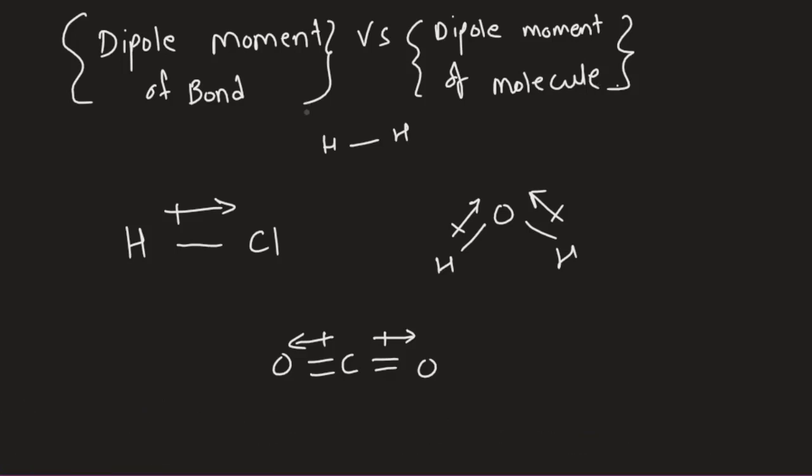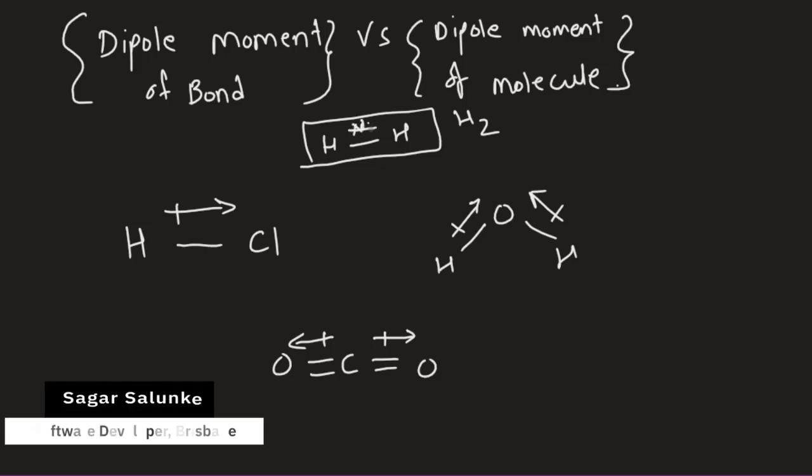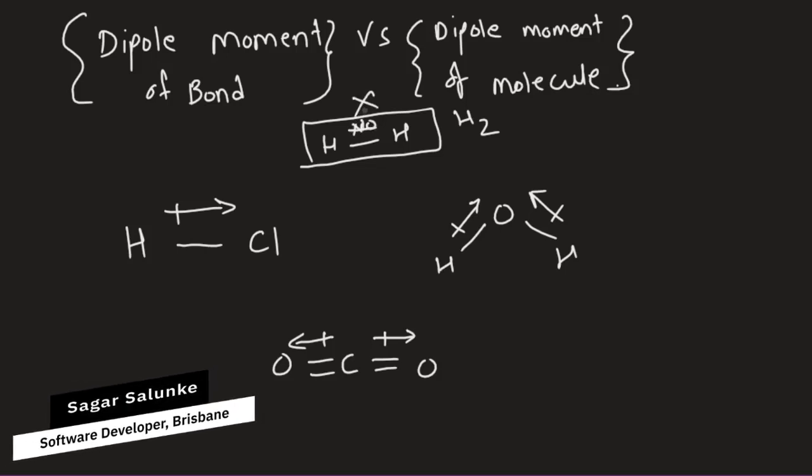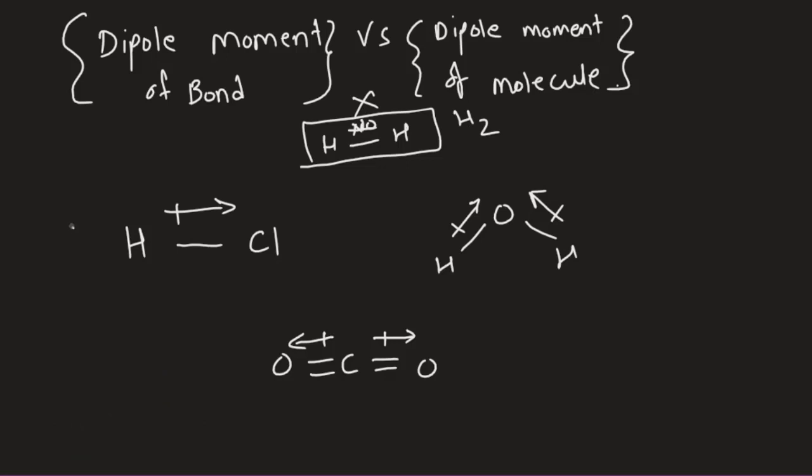For example, we have got this hydrogen molecule H2, and there is a bond between two hydrogen atoms. But there is no dipole moment between these hydrogen atoms, okay? No dipole at all. But if you talk about the HCl, there is a dipole moment that exists, and it is denoted like this, arrow pointing from hydrogen to chlorine.